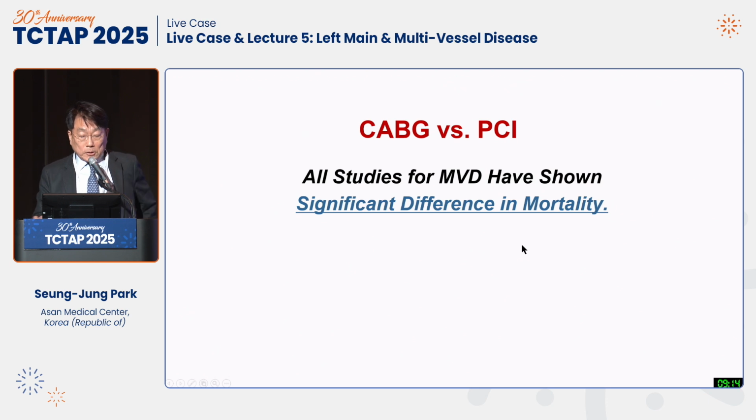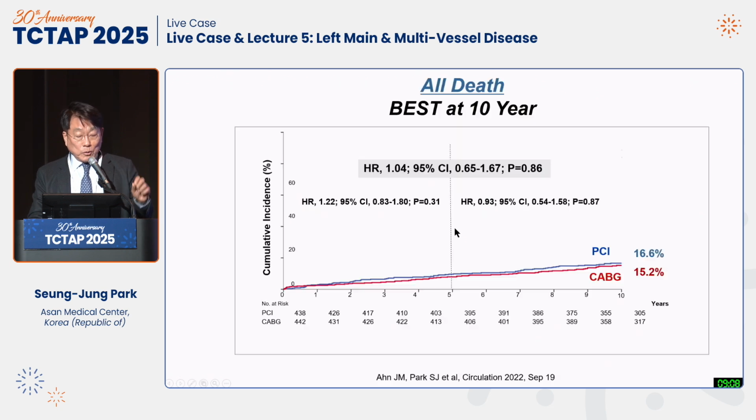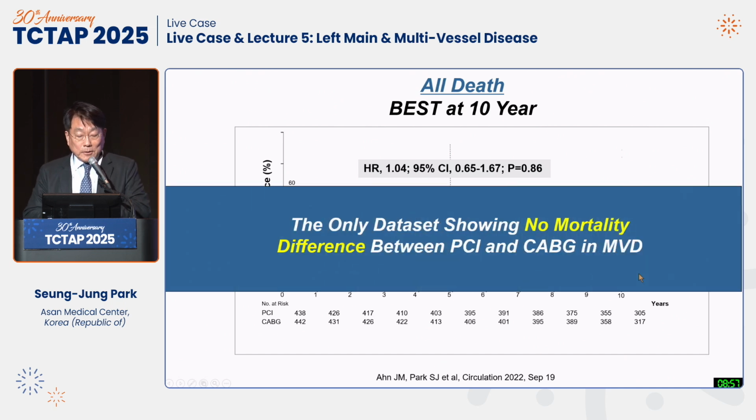So look at this. All studies for multivessel disease have shown a significant difference in mortality. However, look at this. This is our best trial. At 10 years, there is actually no difference at all. This is the first time. Only this data showed no mortality difference between PCI versus bypass surgery in multivessel disease.